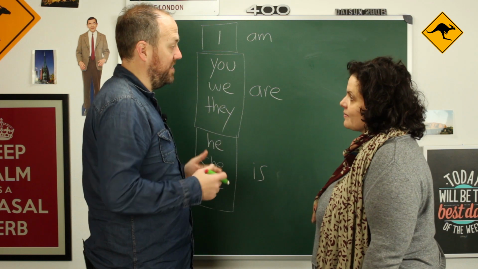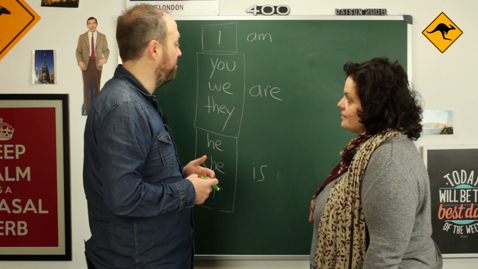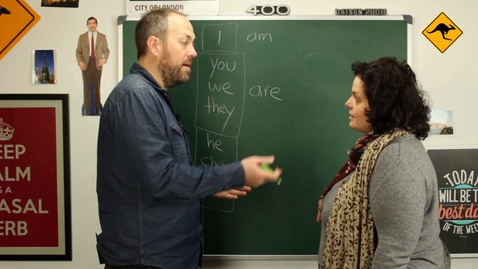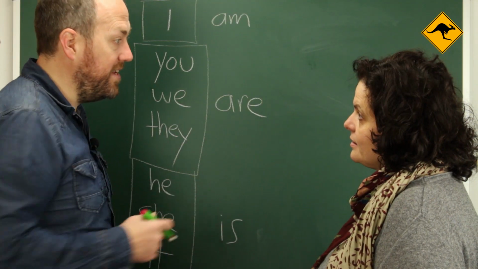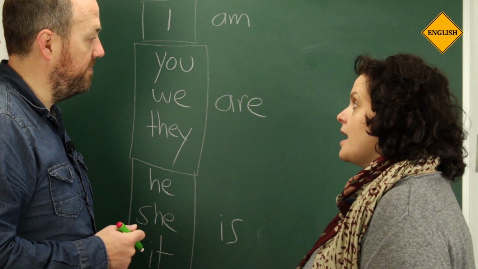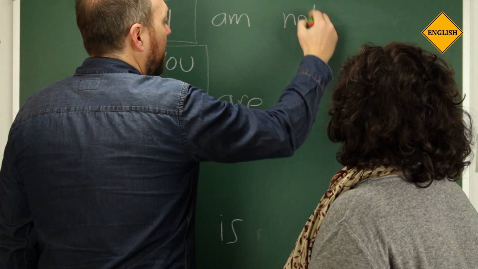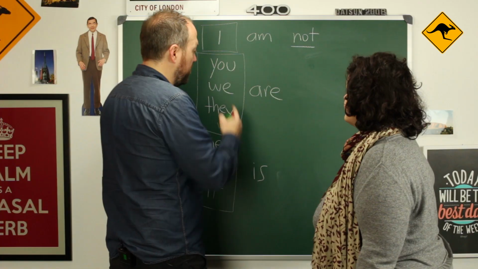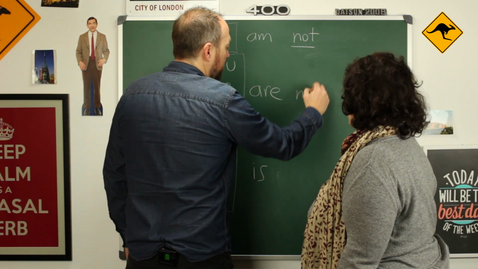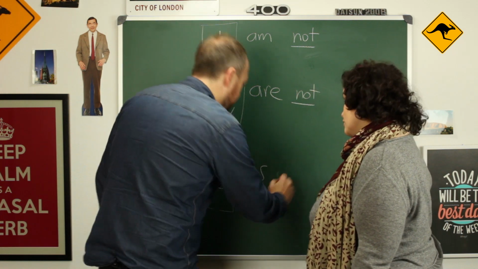How do we make the negative? How do we say, for example, are you a scientist? No. I am not. Very good. So we put here, not. And also here, not. And here, not.